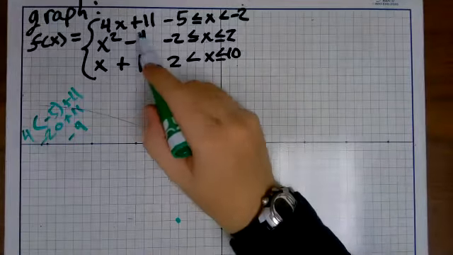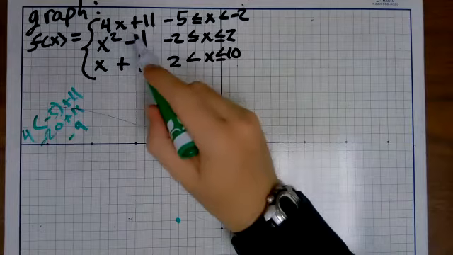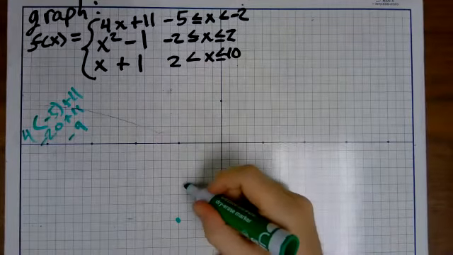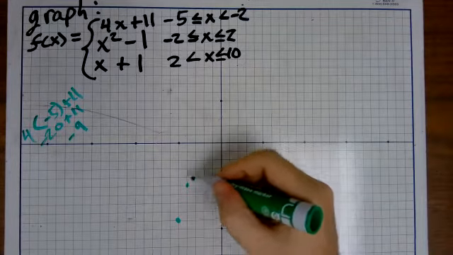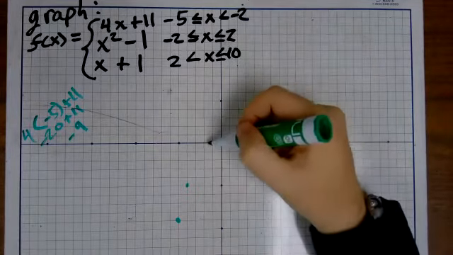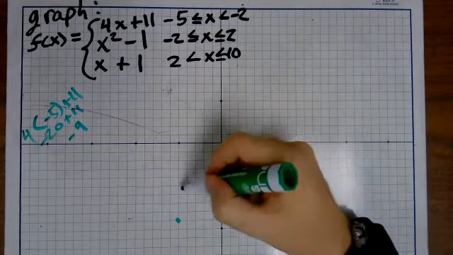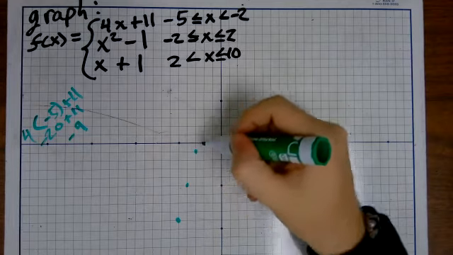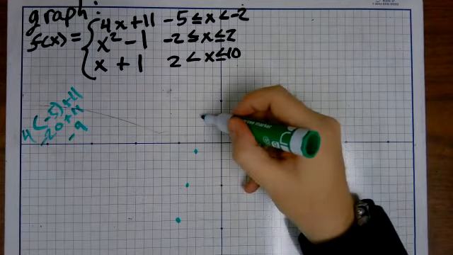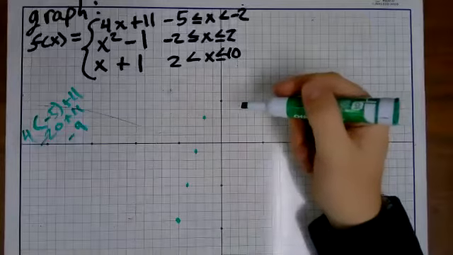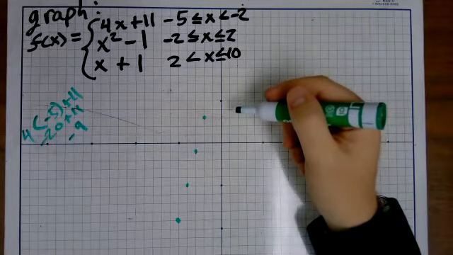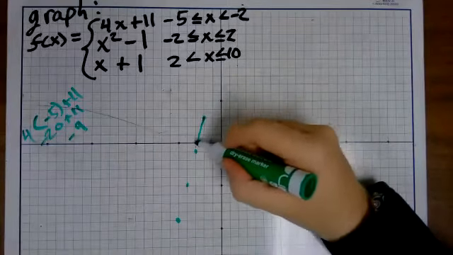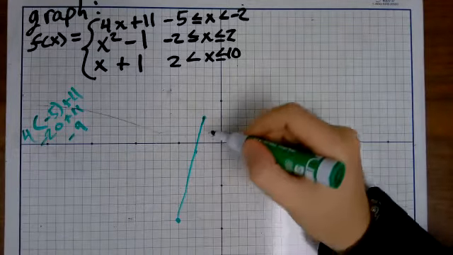Now this is a straight line. So for every 1 we go over, we'll be going up by 4. Over 1, up 1, 2, 3, 4. And we'll keep on going until negative 2. So over 1, up 1, 2, 3, 4 here. Over 1, up 1, 2, 3, 4 here. Connect the dots, and there we go.